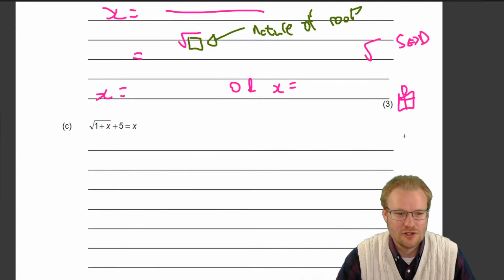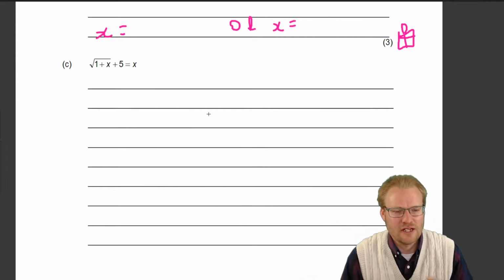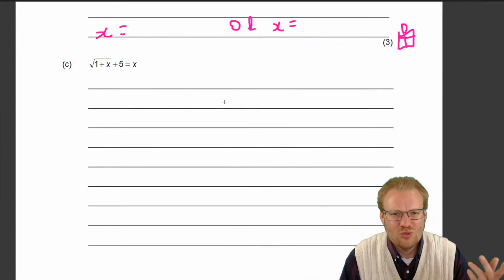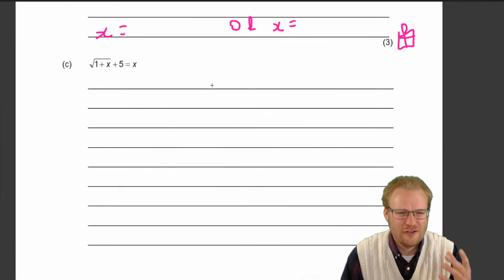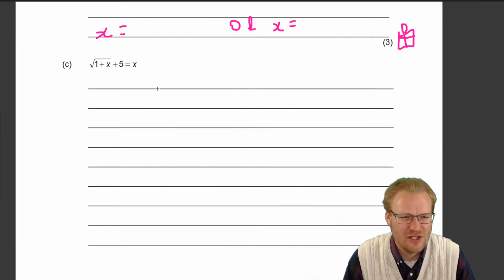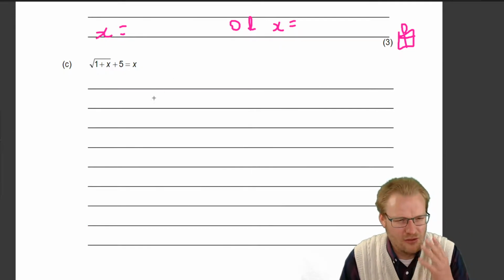Yay, 5 marks in. Okay, square root of 1 plus x, plus 5 equals x. Okay, so strategy for this one. What's your first step that you need to take when you see something like this? Okay, so thinking, well, what do we do?